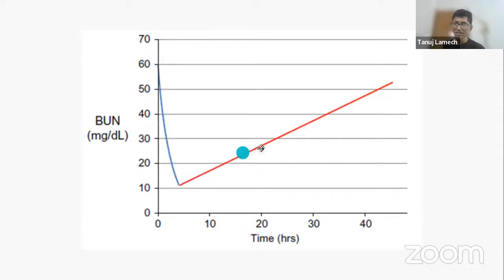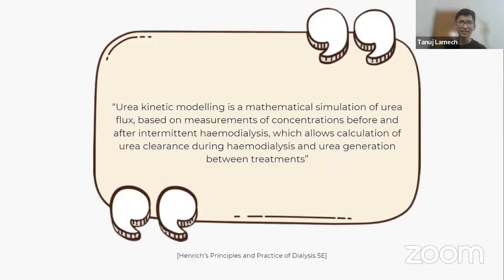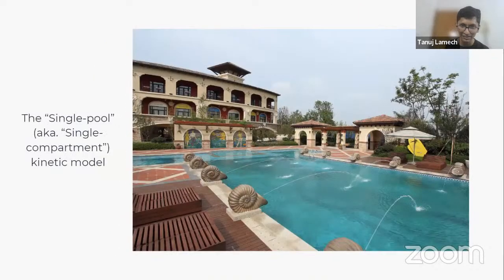Meanwhile, your urea production is at zero order kinetics, meaning it is independent of the blood urea. That's why it's a straight line. So this is first order kinetics during removal and zero order kinetics during generation. So what is urea kinetic modeling? It's a mathematical simulation of urea flux, based on measurements of concentrations before and after intermittent hemodialysis, which allows the calculation of urea clearance during hemodialysis and urea generation between treatments. We'll come back to what that is.